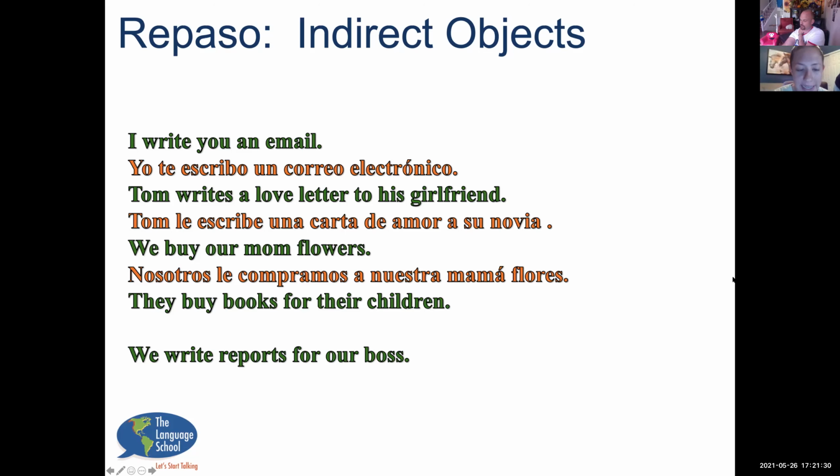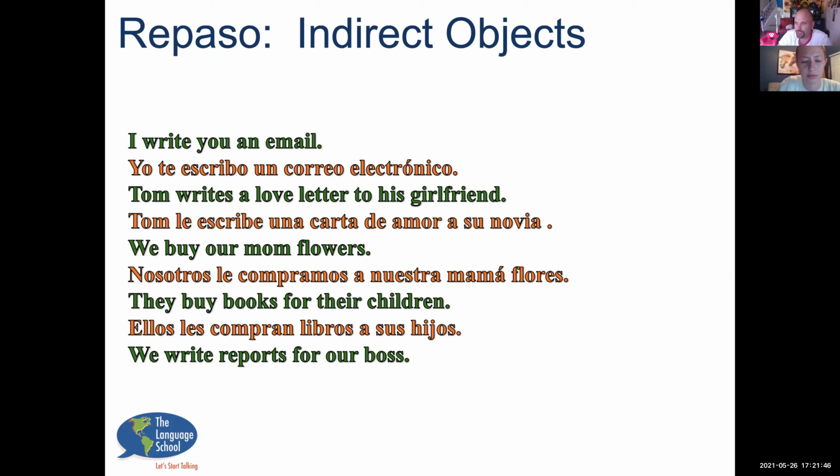Ellos les compran libros a sus niños. And here we have hijos, but niños works fine. If it's their kids, and specifically their children, hijos is the better term. Niños is more like kids in general, whereas hijos is the direct descendants of someone. But at the end of the day, if you said niños, it's 100% acceptable. If I were grading a test, I wouldn't mark you wrong for that.